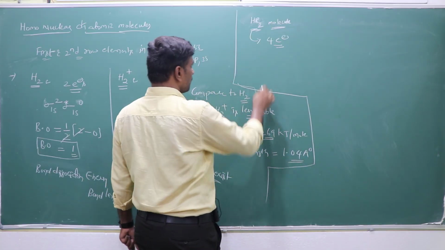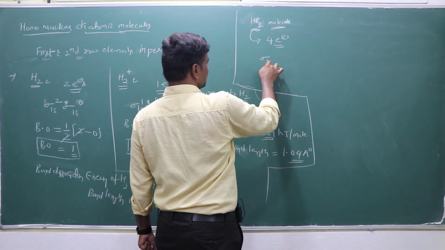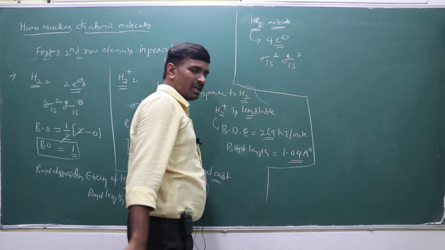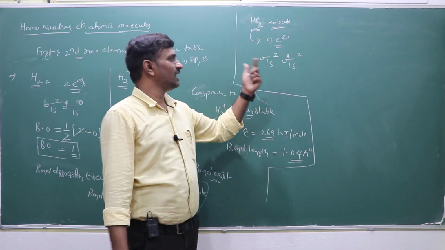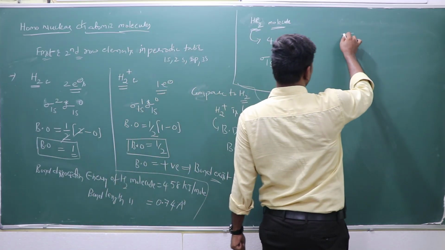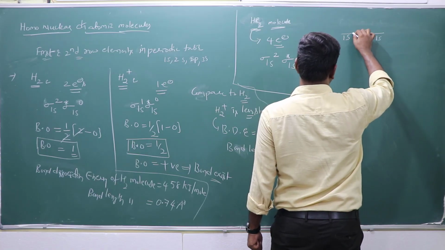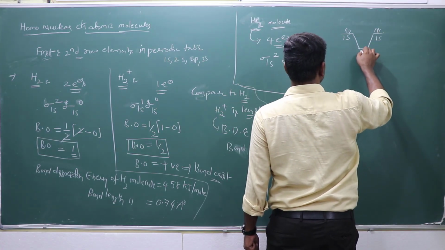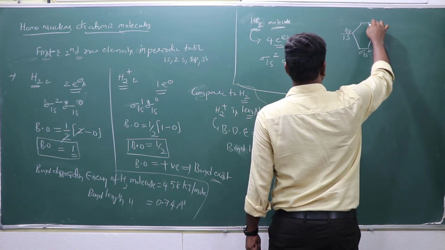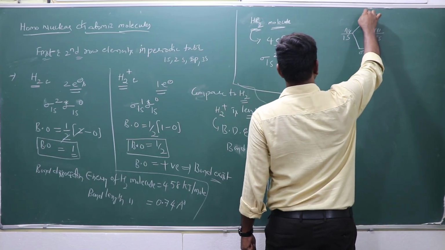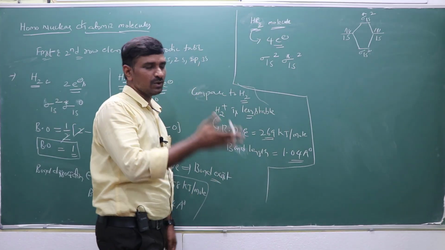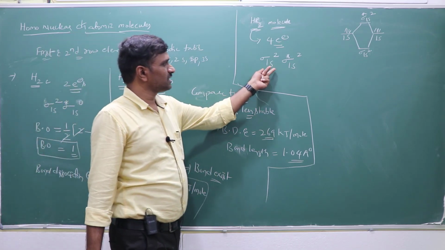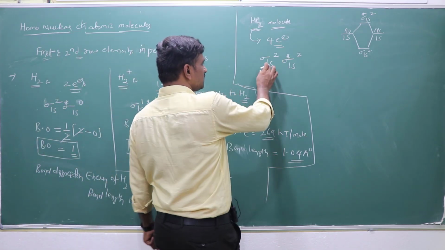Now, what is the electronic configuration? It is sigma 1s2 and sigma star 1s2. Two electrons are filled first in the bonding level sigma, and another 2 electrons in the anti-bonding level, formed from the 1s of one helium atom and the 1s of the other helium atom. A diagram may be drawn, but it is not necessary here. Sigma 1s2 is bonding, sigma star 1s2 is anti-bonding.